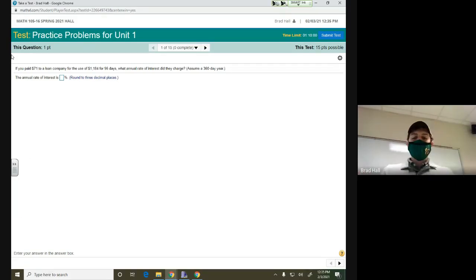For this one, you pay $71 to a loan company for the use of $1,184. This is over the course of 96 days. What annual rate of interest did they charge?